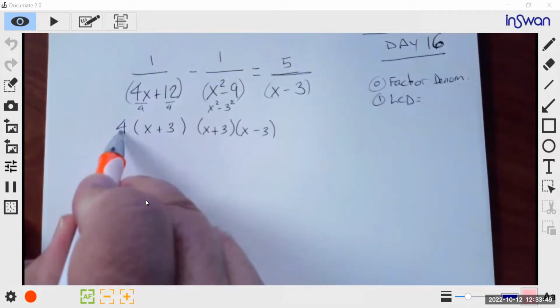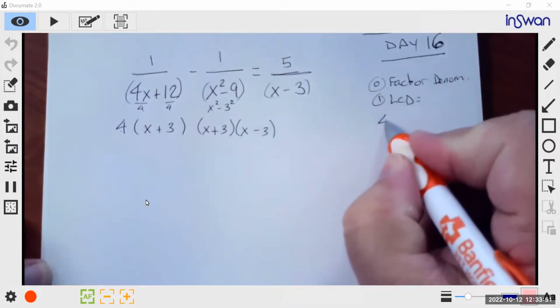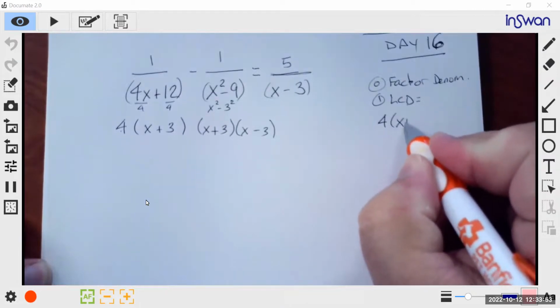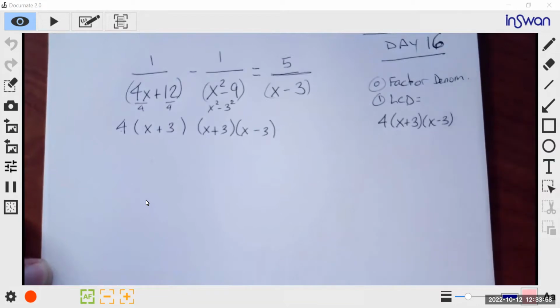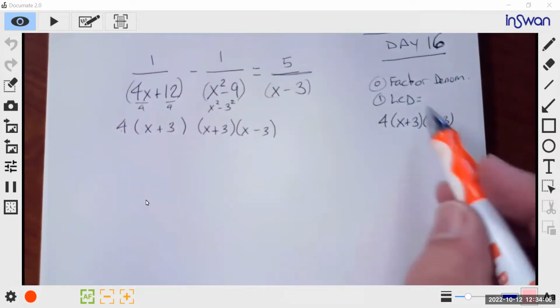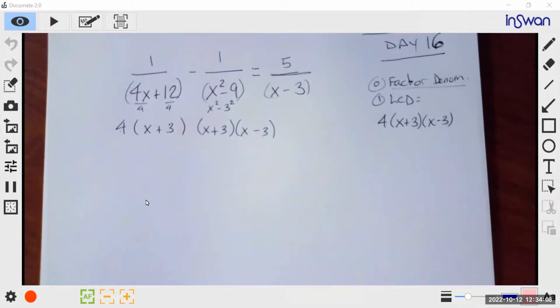And there's a 4. So the LCD is 4, x plus 3, x minus 3. You saw that they're either x plus 3 or x minus 3, so that's the common term on the bottom. That's the reason we factor whenever you have rational equations with x on the bottom, factor them out, so you see what the LCD is going to be.